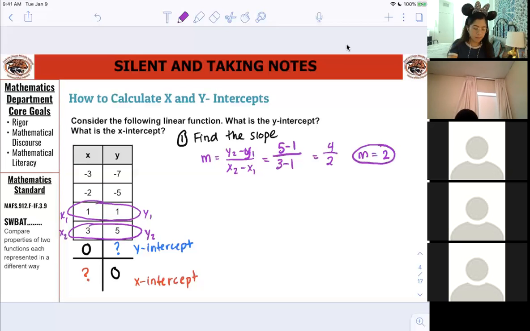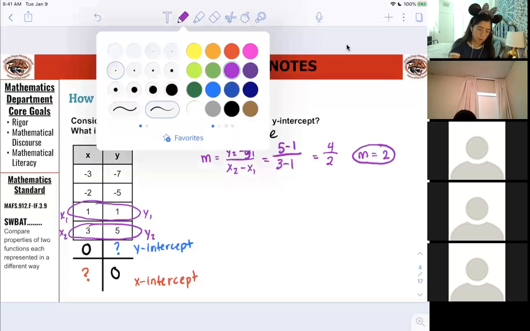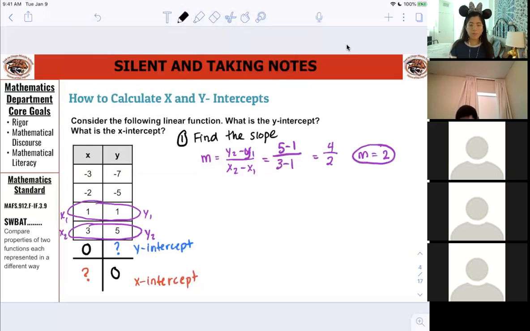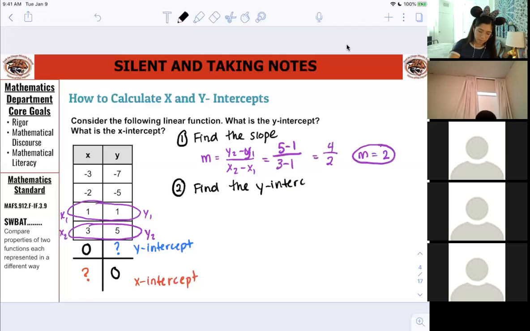Any questions on that? At this point, I hope everybody feels very comfortable figuring out the slope, because we've done it so often by now that I hope everyone understands it. All right, step 2, now that I have the slope, I can find the y-intercept. And we did this in the bell ringer. Who remembers what I need to do?